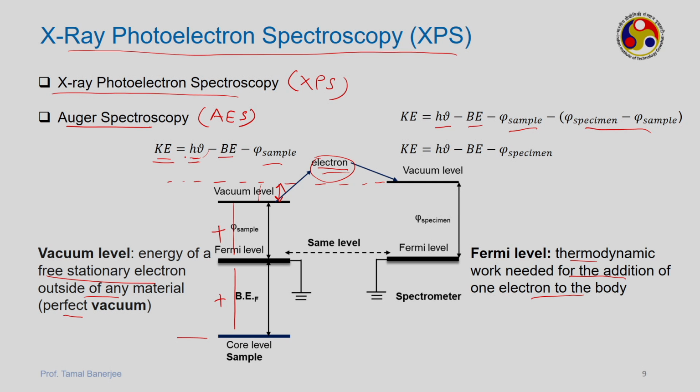So, that is what it is. We are subtracting three parts: the binding energy, the sample energy, and then the difference between the specimen and sample. So, if I open this bracket up, the sample term gets cancelled out, and we have only the specimen energy. This specimen energy is a function of the instrument. So, this is how our electron is actually extracted from the surface.